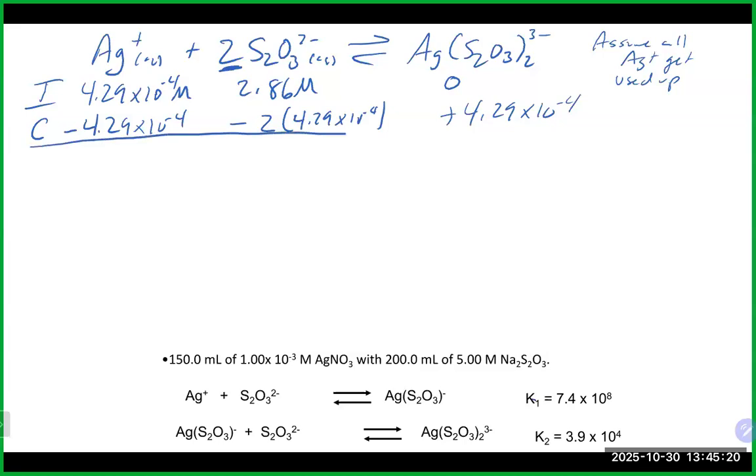Bringing us now to equilibrium here. We're going to end up with 0 of that. We got 2.86 minus 2 times 4.29 times 10 to the minus 4, which gets us basically 2.86 still. And that's going to get us here, obviously, 4.29 times 10 to the minus 4 molar.